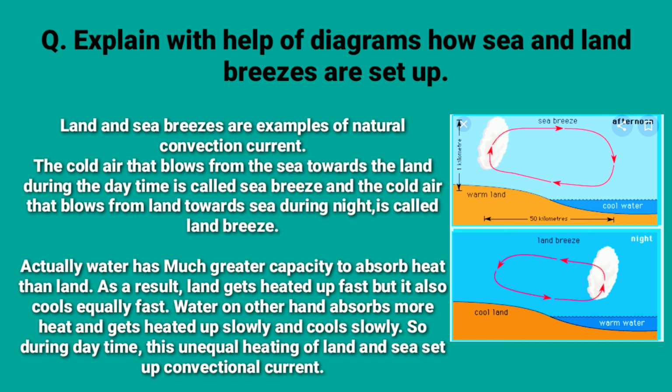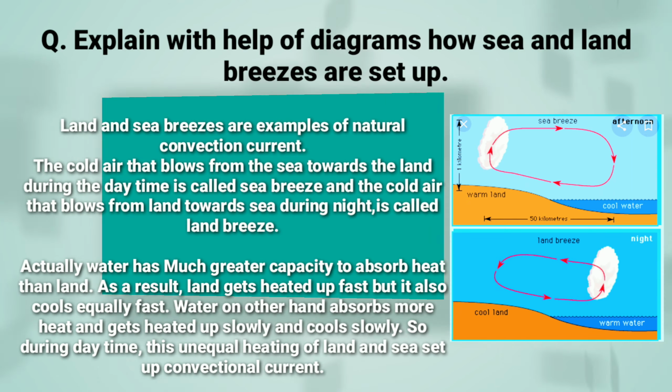So during the daytime, this unequal heating of land and sea sets up a convectional current, which leads to the formation of sea breeze and land breeze.